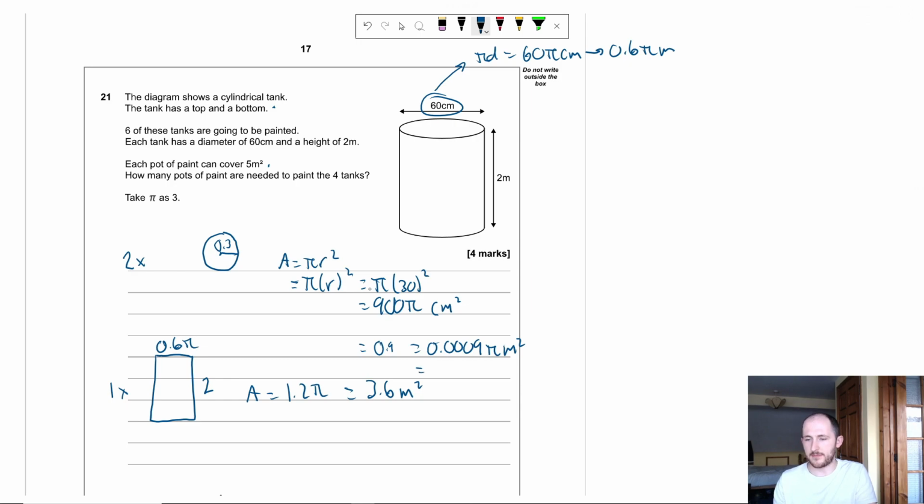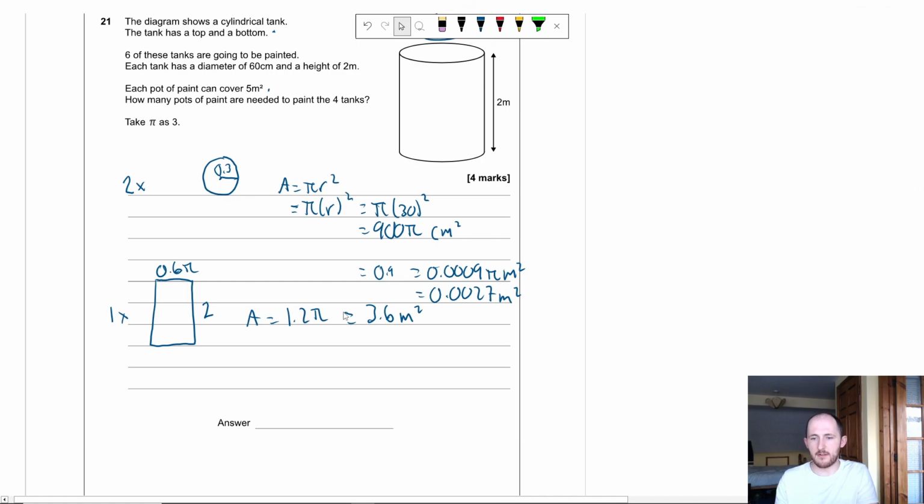And we probably should have done this beforehand, but the circle area would be 0.0027 square meters. Now that means the area of one tank is equal to 3.6 plus 0.0027, which is equal to 3.6027 square meters. Now, each pot of paint covers 5 square meters. How much is needed to paint 4 tanks? So we need to times that by 4.